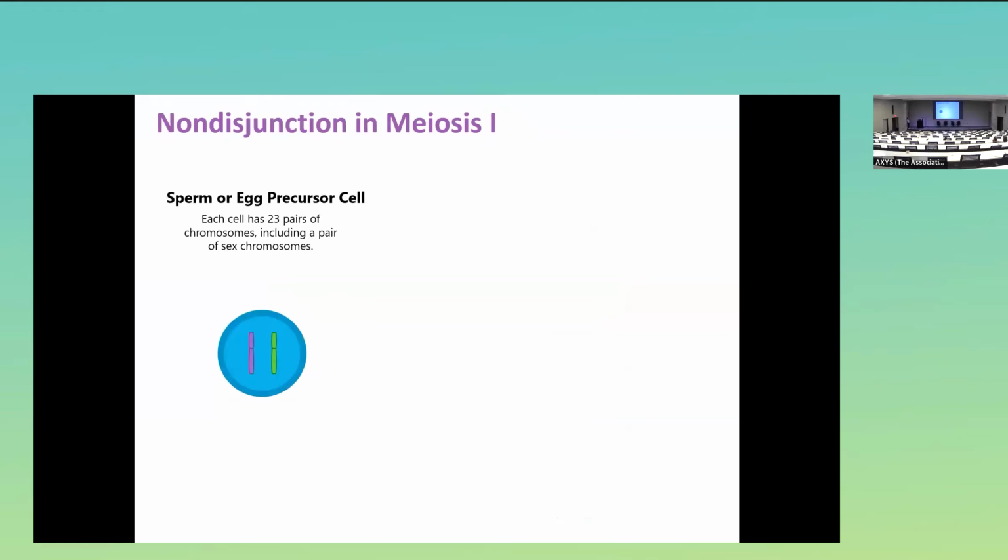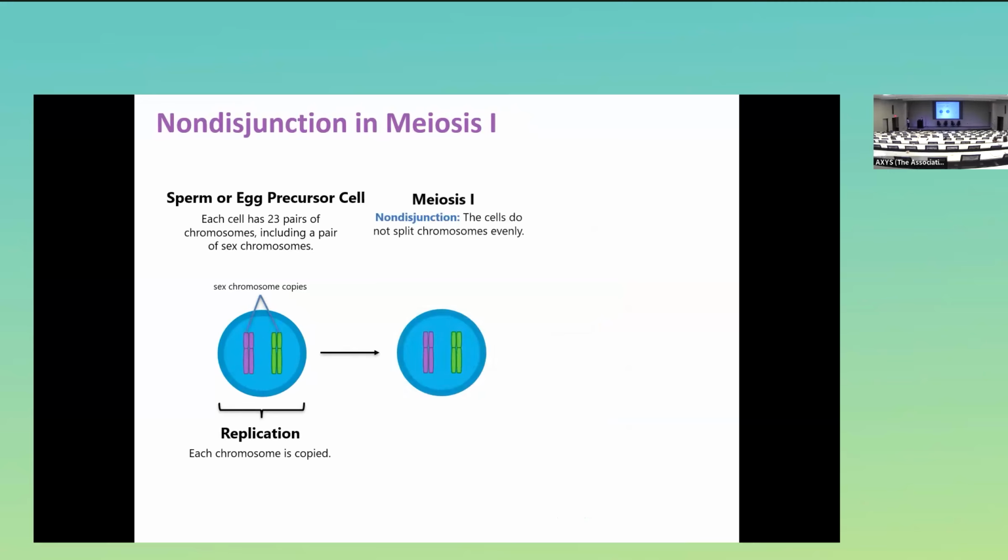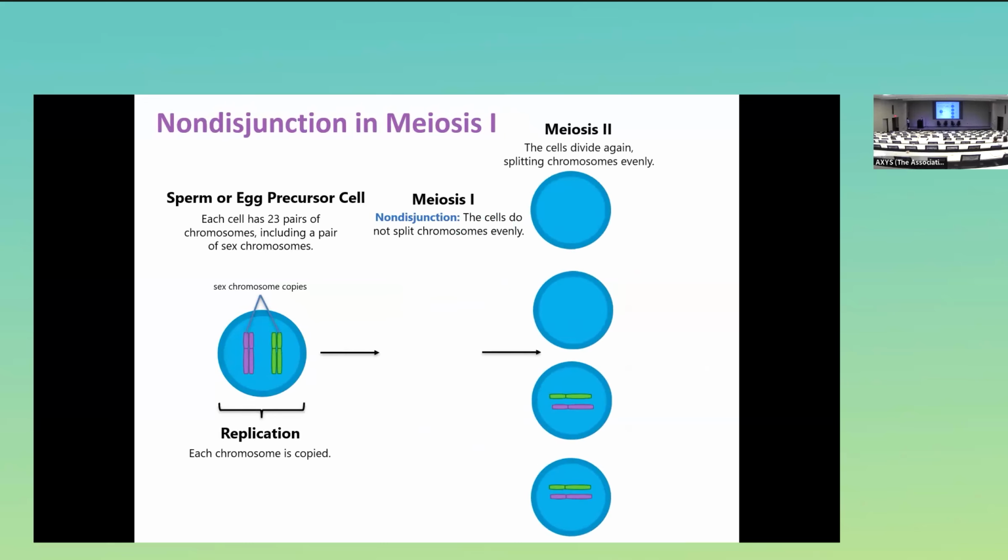Now let's talk about non-disjunction and what that looks like using those same animations. So again, we start with a sperm or egg precursor cell with 23 pairs of chromosomes, including a sex chromosome pair. We go through replication, same as always, the chromosomes get copied. But this time, we might have non-disjunction in meiosis 1. In this case, the chromosomes don't separate equally. And then when it goes into meiosis 2, they split the chromosomes equally, but these two end up with an extra sex chromosome. And so if this is combined with an egg or a sperm, there will be 3 sex chromosomes, which is a trisomy. So this is one way that we can actually see trisomies happen, and this is how non-disjunction generates them.